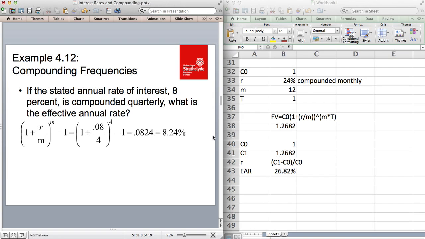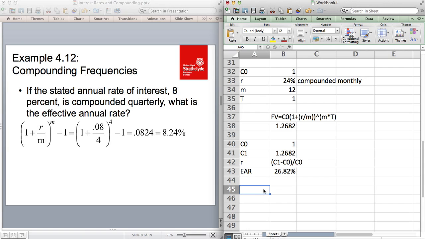Okay, so let's just take an example. The stated annual rate of interest is 8%. It's compounded quarterly. What's the effective annual rate? Well, over the time period T, we're just going to do it to get the annual rate of 1 year, which is T equal to 1. So that just disappears from this part, and you're just left with this simple formula, which is 1 plus 8% divided by how many periods? There are 4 periods, to the power 4, and T is equal to 1.